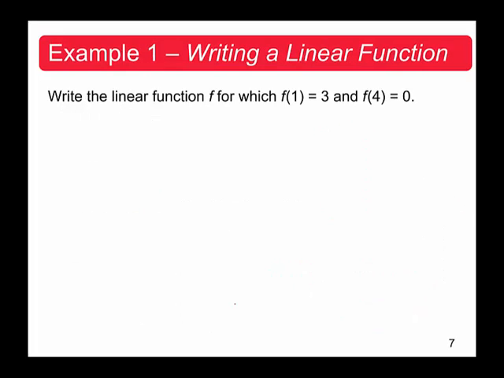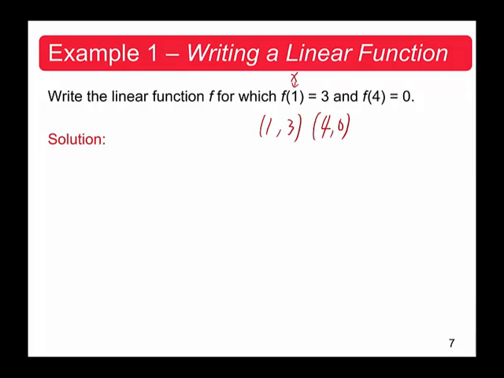And let's look at this question. We write a linear function f for which f(1) equal to 3, f(4) equal to 0. Here actually we are given 2 ordered pairs. This is the x value. So the first ordered pair is (1, 3). X value equal to 1, y equal to 3. The second ordered pair is (4, 0). So given 2 ordered pairs, you want to find the equation of the linear function.